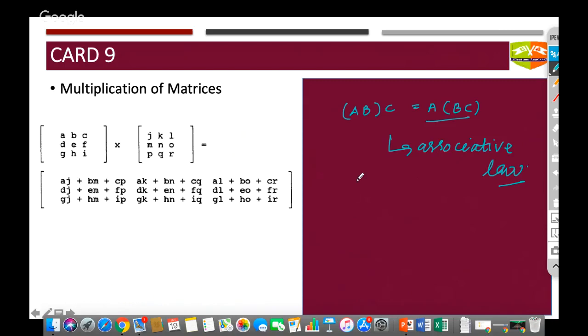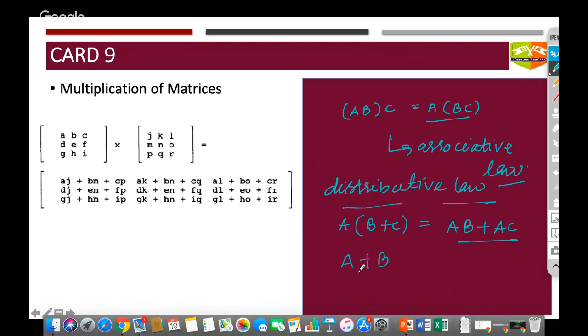Then you can say that distributive law also holds here. So what do I mean by distributive law? If this is the matrix A multiplied by B plus C, you can write this as AB plus AC. This will hold true. Or if you take it from the other side, you can write A plus B multiplied by C as AC plus BC. This also holds true. So this is what needs to be done.